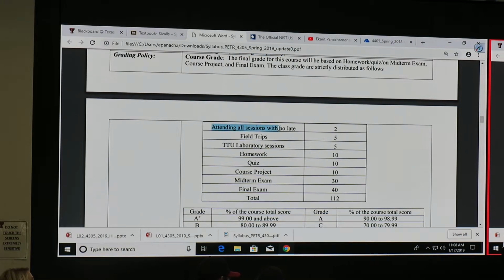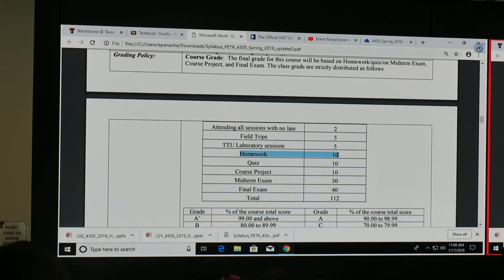Attending all sessions with no late, you get 2 points. Field trip, you just go there, you get 5 points. TTU lab session, 5 points. Just go there.